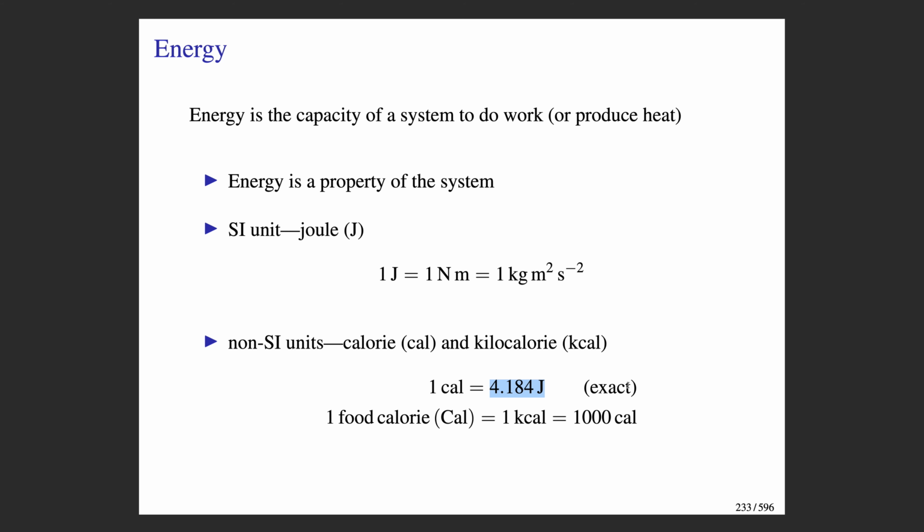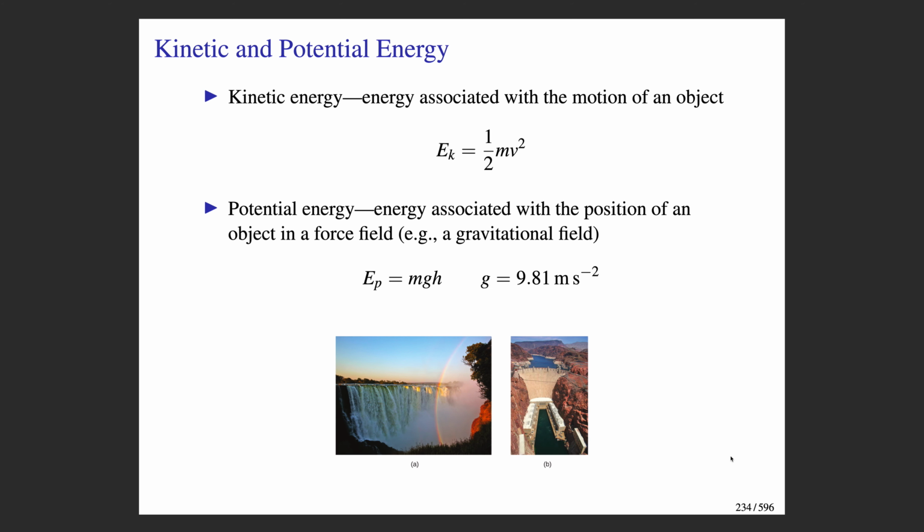In nutrition, the calories that we associate with our food, those are actually kilocalories. Or the calorie with a capital C is 1 kilocalorie, and that's equal to 1,000 little c calories. Energy comes in different forms, and I'm sure you've seen this before.